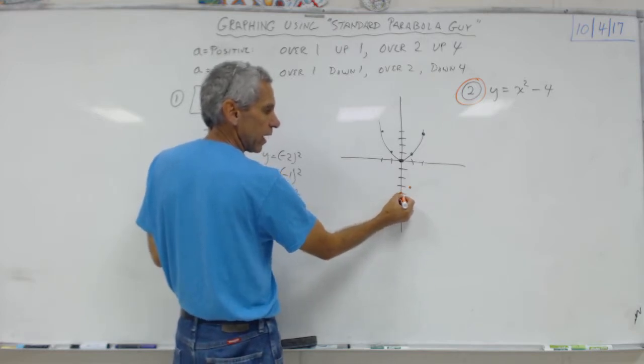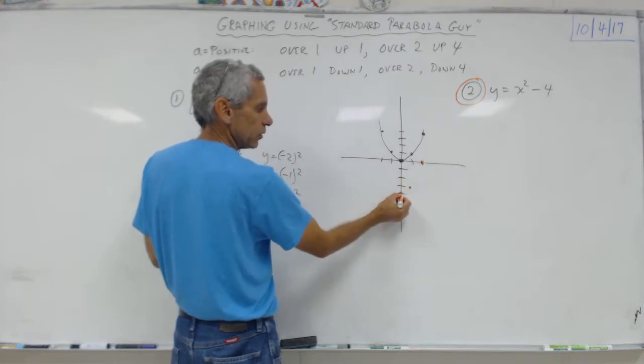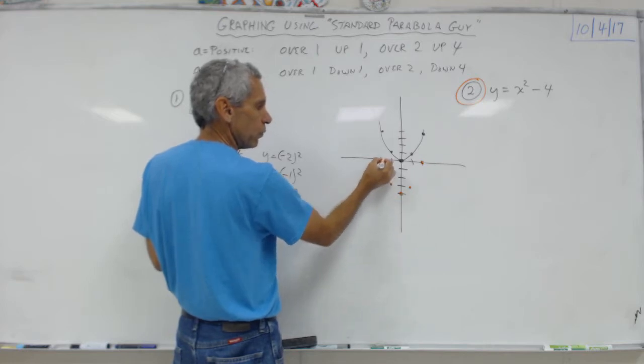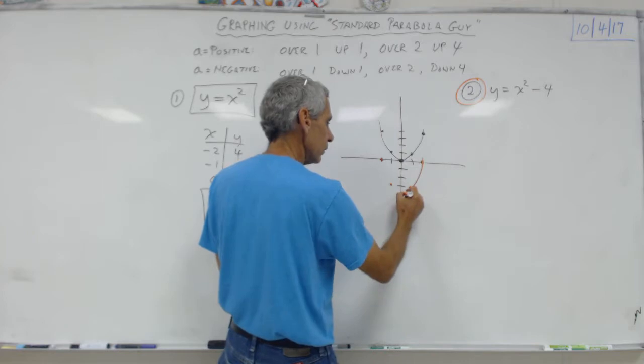Go back to the original dot. Over 2, up 4, put a dot. Back to the original dot. Over 1, up 1, dot. Over 2, up 4, dot. I've got my parabola. You get that?